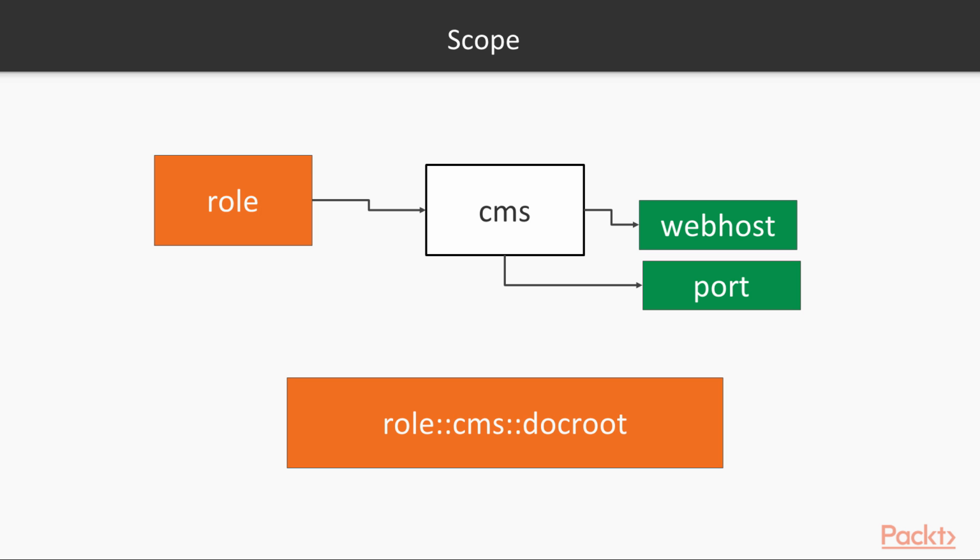So we had a class called role, a class called CMS, and inside the CMS class, we have these two variables. When we want to actually reference them, we reference them with the double colon. So we say role::cms::docroot. And this will refer directly to that variable inside the class. This is the variable that we defined earlier.